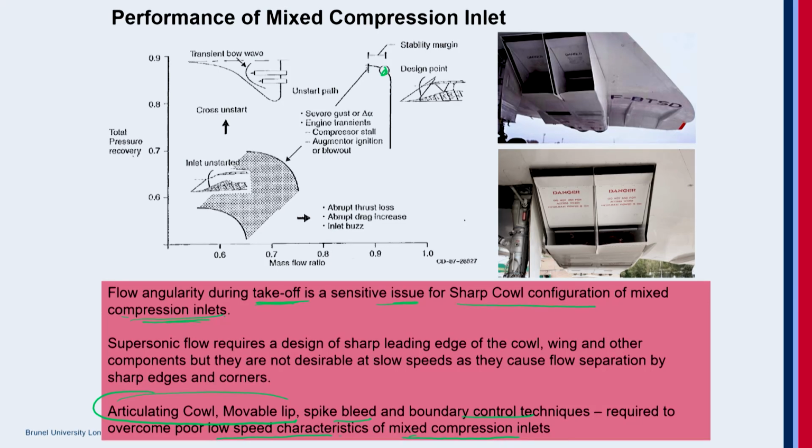Supersonic flow requires a design of a sharp leading edge of the cowl, wings, and other components, but they are not desirable at slow speeds. Because at slow speeds, there is subsonic flow. There are no shocks there. So sharp corners in subsonic flow are not desirable, which cause excessive flow separation. So these are some of the challenges when you operate supersonic flight to go all the way from rest to supersonic condition. But these are happening over a shorter period of time because the majority of the time it will be flying at the design supersonic speeds.